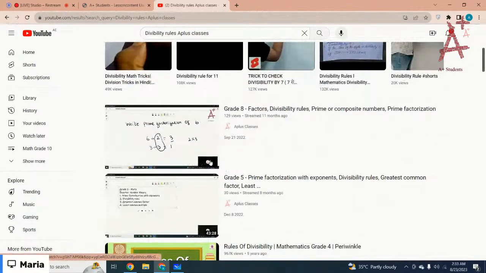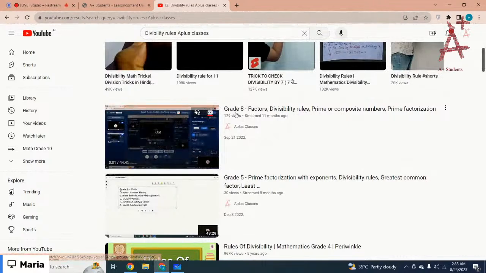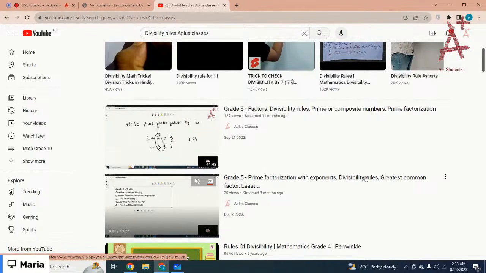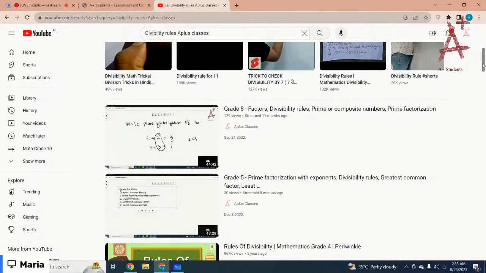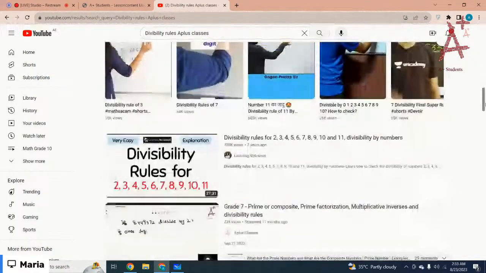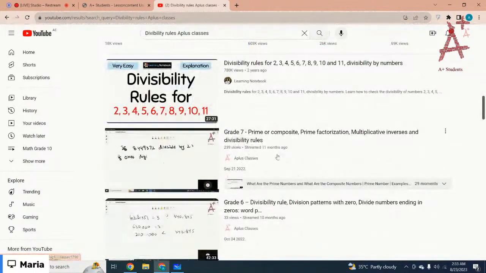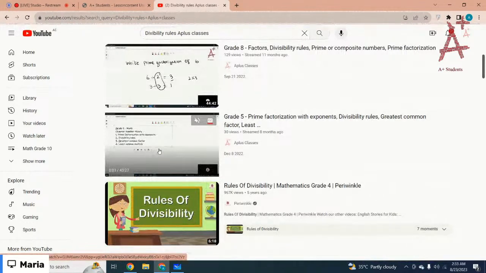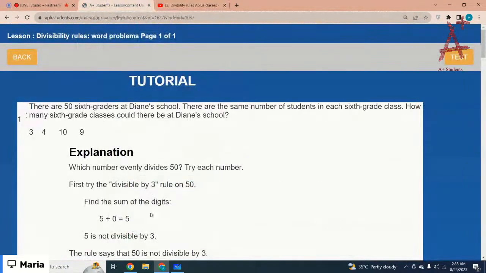Here are all the lessons with the name divisibility rule, that is from grade 8. Here is the lesson prime factorization divisibility rules. That's the one I did 8 months ago, right? One of the lessons I did last week somewhere. You can even find the one I did earlier, right? Here is the one I did on grade 7. So all the lessons, you are in grade 5, so you can go for the lesson for grade 5 and you can do it here. Okay, so I'm going to start with the word problems divisibility rules.